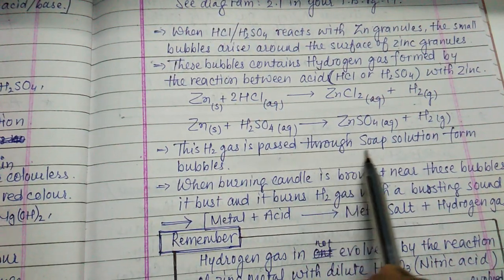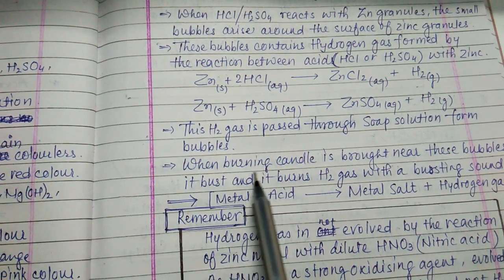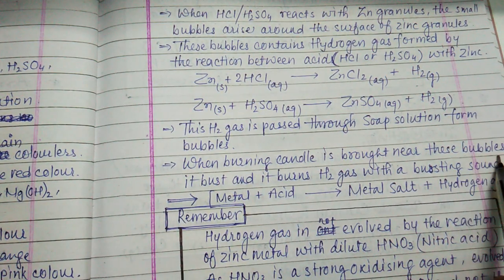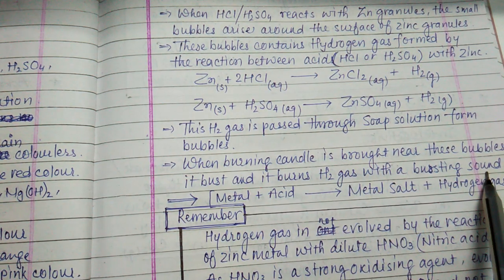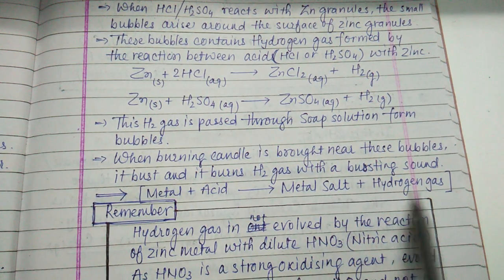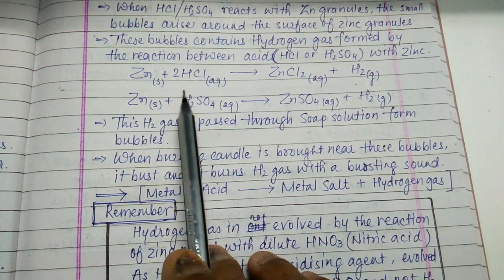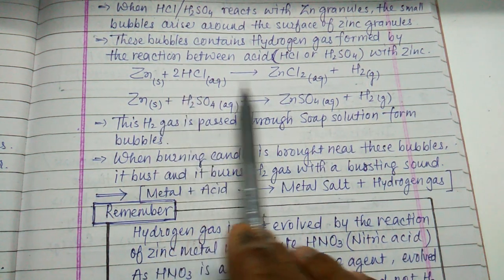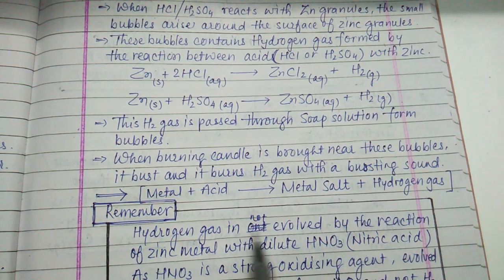This hydrogen gas is passed through soap solution to form bubbles. When a burning candle is brought near these bubbles, it bursts and burns the hydrogen gas with a bursting sound. The metal plus acid gives metal salt and hydrogen gas. It is the equation, and all the equations should be written with balancing.